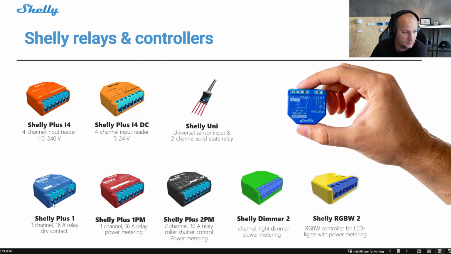Let's go to the relays and dimmers. So we have the Shelly Plus One, where the One stands for 1 channel, 16 amps, with dry contacts, and that's the reason why it does not have the PM in the naming. So a 16 amp relay with dry contacts. You can supply this device with 12 to 48 volt DC or 110 to 240 volt AC. And because of the dry contacts, for example, you can supply this device with 12 volt and switch a 230 volt line if you want to.